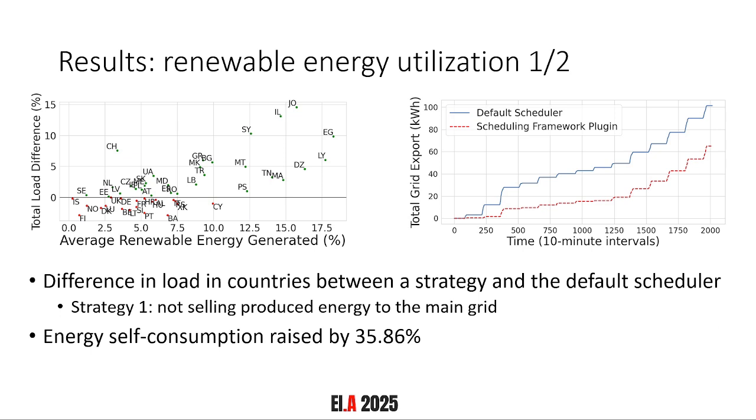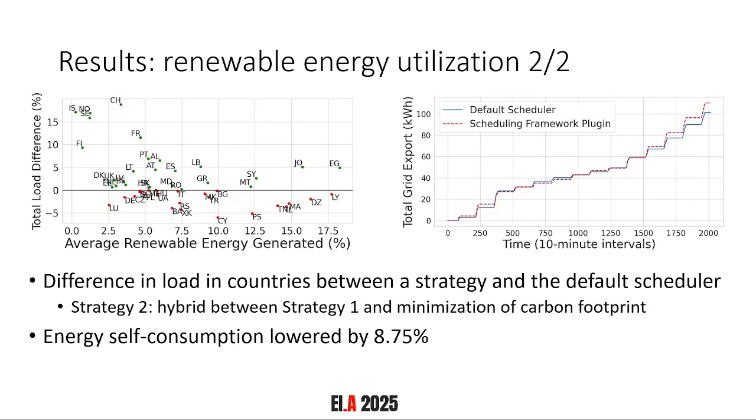Results. When we use strategy one, we are able to shed a lot of workloads from the climate regions with less renewables to the ones with more renewables. You can see here the total difference among different climate regions, so among the microgrids simulated in the climate regions. You can see, for example, that Egypt is having 10% more load. The result is that we self-consume 35% more energy.